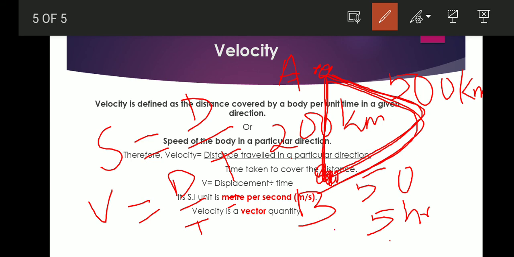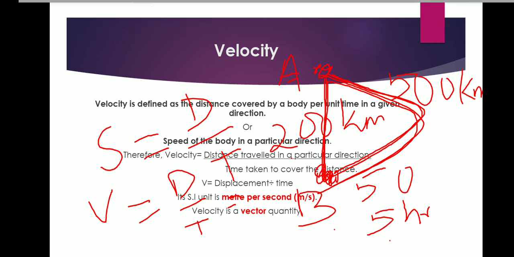You have to mention the direction in this case. Velocity is a vector quantity, so you have to indicate the direction also. But speed is a scalar quantity, so only magnitude is enough to define the speed. In case of velocity, you need both magnitude and direction. This is velocity.